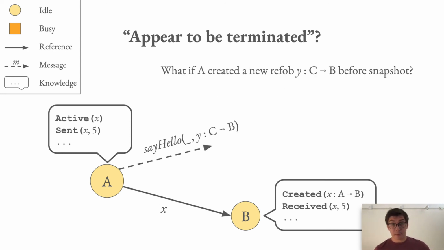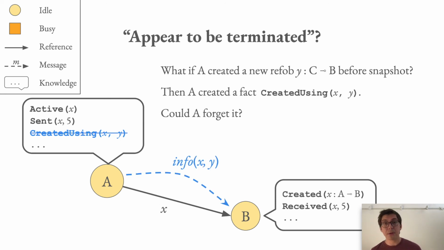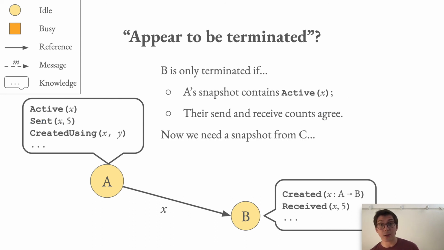So here's the interesting bit. Suppose that A created a refob Y pointing to B before A took a snapshot. Remember that this causes it to add this created using fact to its knowledge set. And remember that the only way for A to forget this fact is by sending an info message to B. Could this have happened? Well, no. Because A would need to increment its send count to send that message. But we assumed that the counts were equal, so any refobs that A created using X are guaranteed to be stored in A's knowledge set.